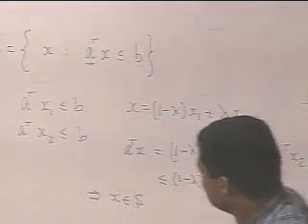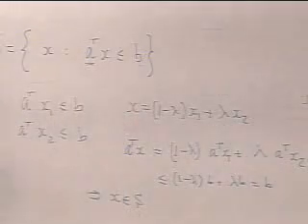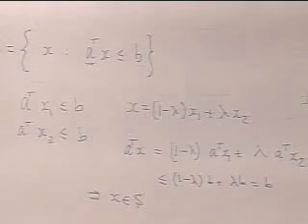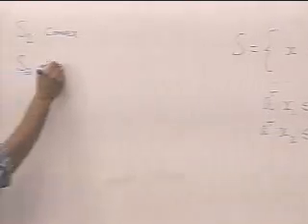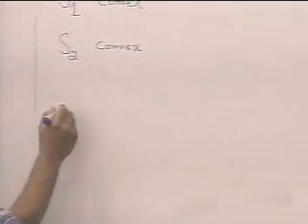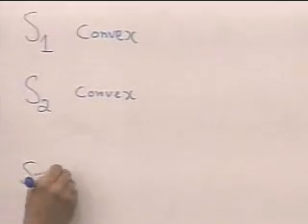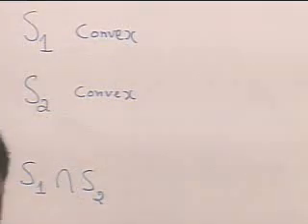Okay. Now we're going to use a property of convex sets that makes life a little easier. So if I'm given a set S1 which is convex and a set S2 which is convex, what can you say about the set S1 intersection S2? Convex. Why? How would we prove this, just as an exercise?